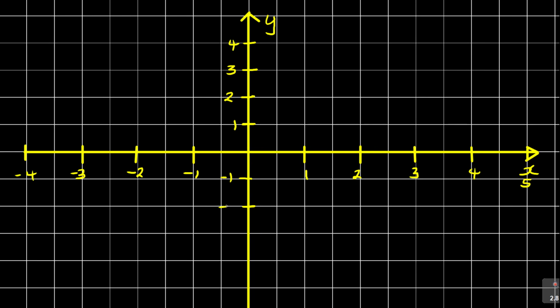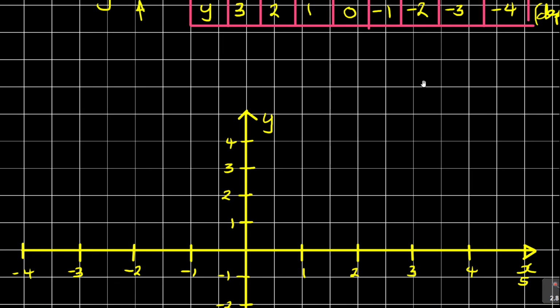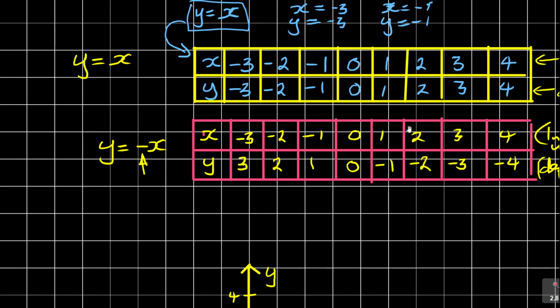-1, -2, -3, -4. Then how do you mark your points? That's where now we are learning. How do you mark your points? For example, go back to the first one, y is equal to x. We're here now. So we are saying when x is -3, y is -3.